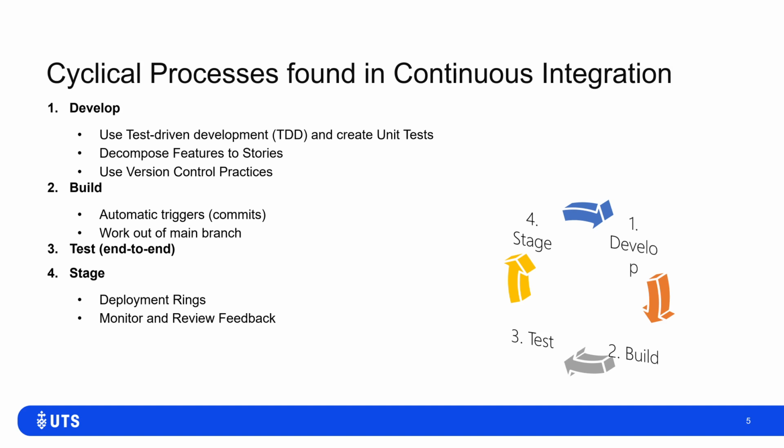The second stage is build. You automatically trigger the pipeline to build your whole project by commits, and you need to work on the main branch. Every time you have a new branch tested, you can merge it into your main branch. And remember, you always need to test from end to end. And the last stage is the deployment. It's a ring, a circle, and also you need to monitor and review any feedback from the users in practice.